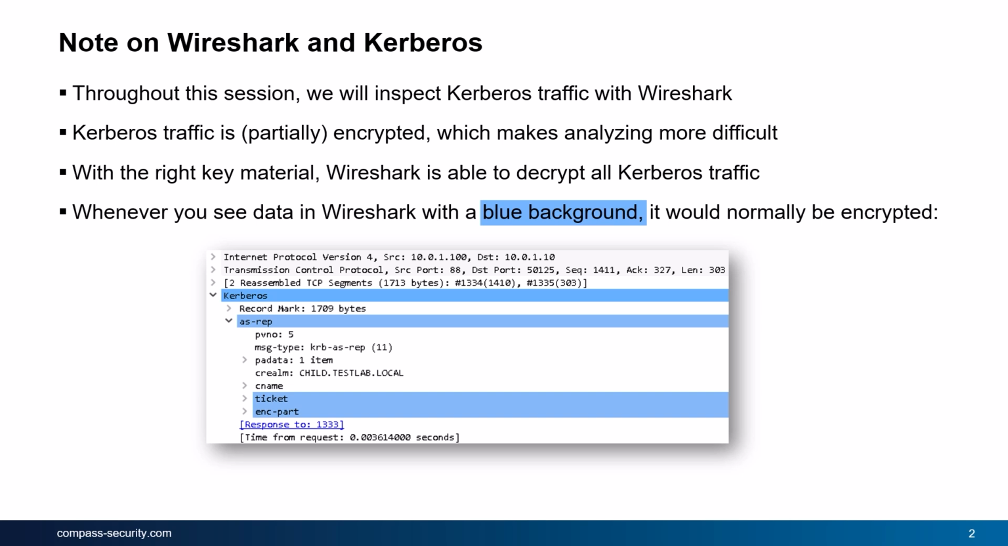Whenever we are looking at Wireshark and you see a segment with a blue background, as depicted in this image here, this part would normally be encrypted and you would not be able to see the actual contents of it. If you want to find out more about this, you can look at part 1 of this video series for more details.